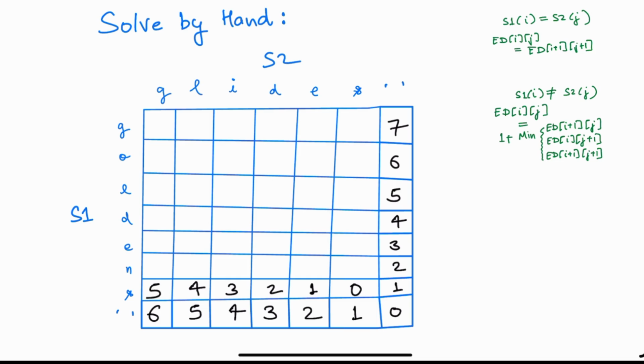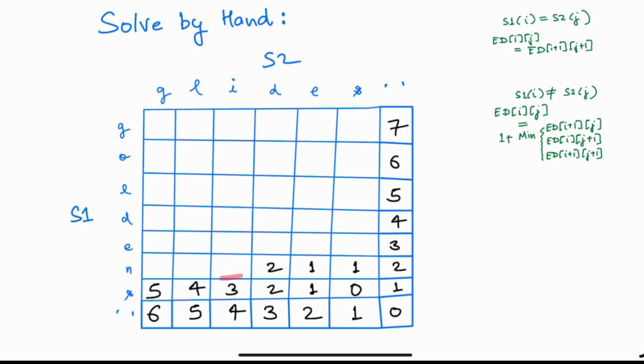Now let's move to the next row, which is this, and try to fill from right to left. What is the answer to this? First, do the characters match? No, they don't. So take the minimum and then add 1. So it should be 1. Here the characters again don't match. So take the minimum and add 1. So it should be 1. Characters don't match, T and N. So take the minimum and add 1. So it should be 2.